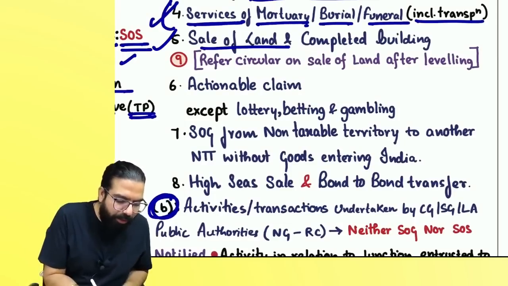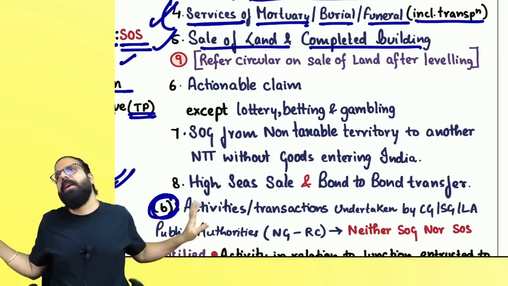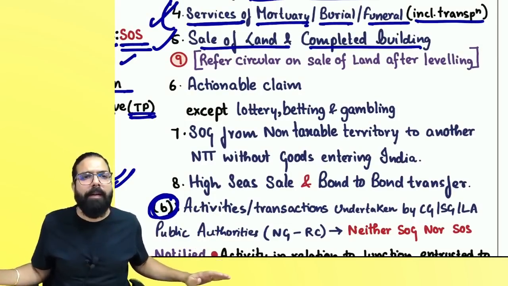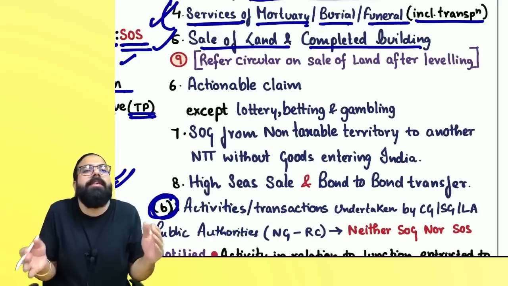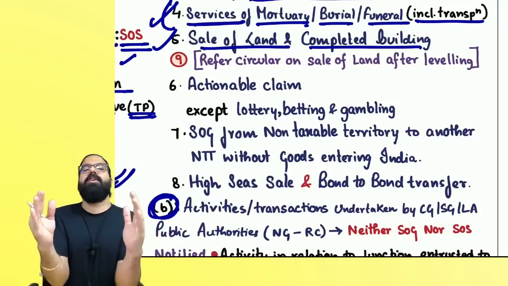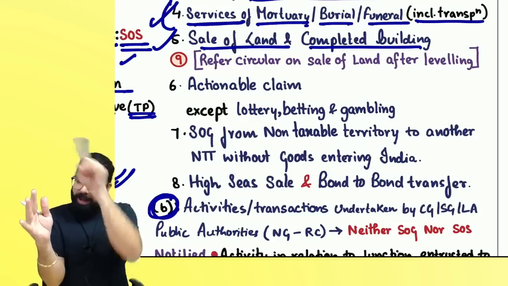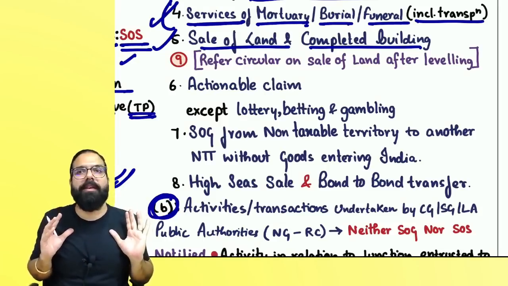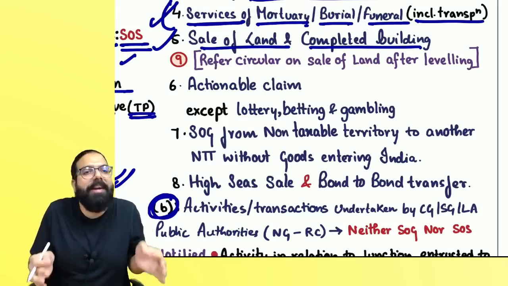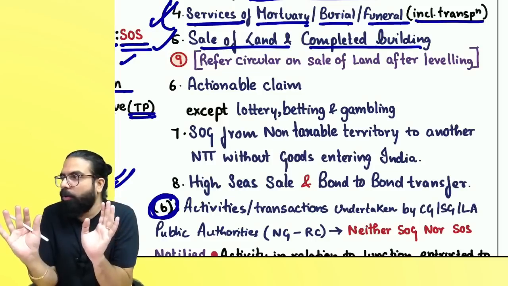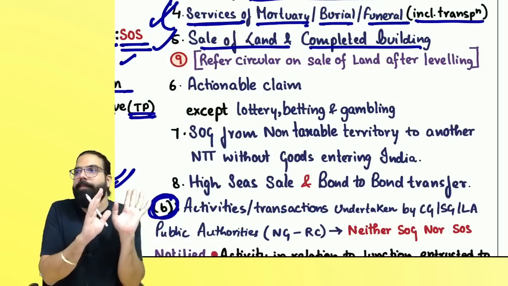The next one is sale of land and completed building. Sale of land and completed building. Completed building means where the entire consideration is received after the completion certificate or first occupancy, whichever is earlier. After that, the entire consideration should be received. Only then is it a sale of completed building. Sale of land, so neither supply of goods nor supply of service. Completed building. Can we go ahead, everyone?